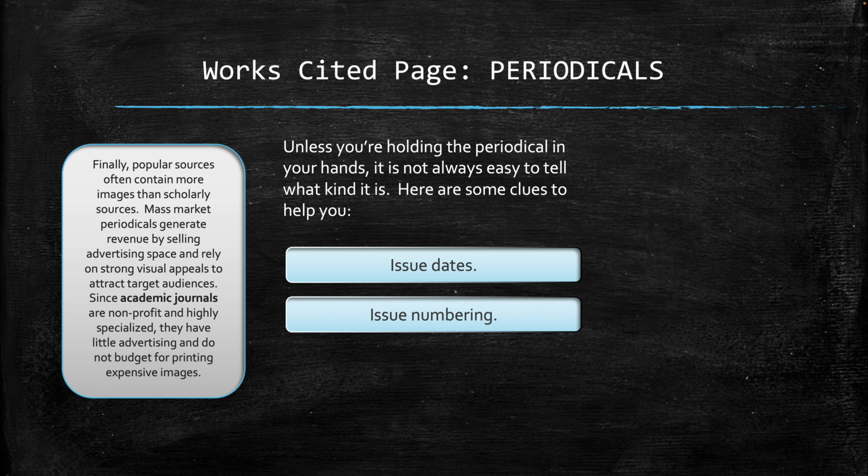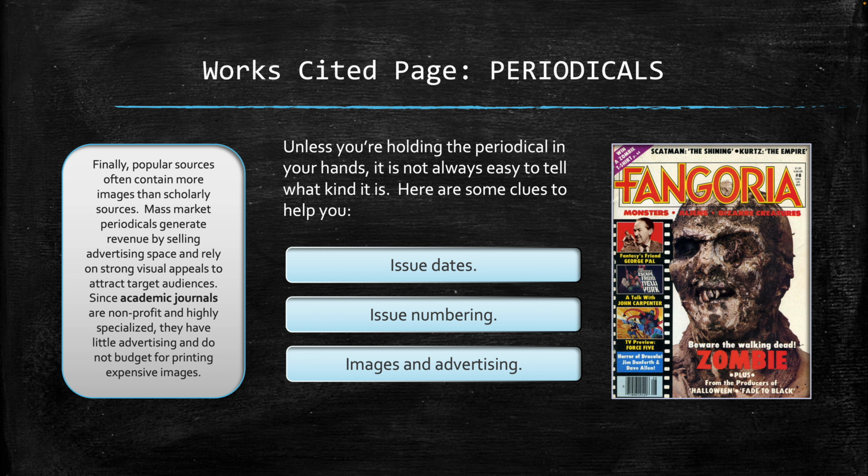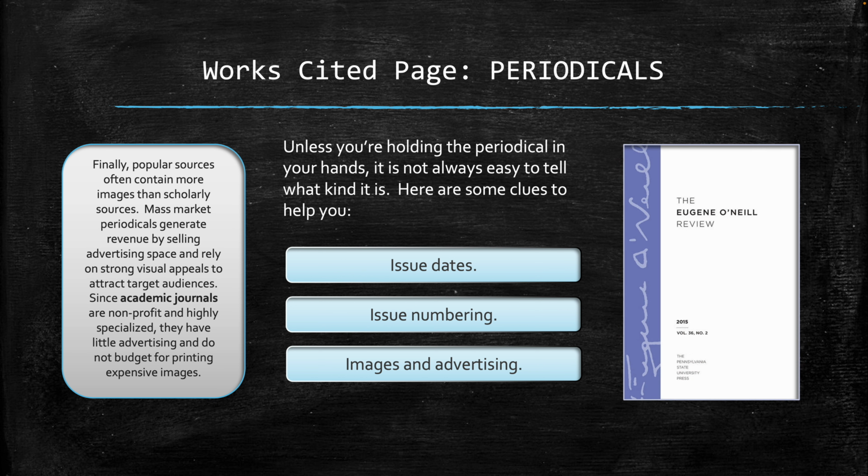Finally, popular sources often contain more images than scholarly sources do. Mass market periodicals, like this Fangoria magazine from my childhood here, generate revenue by selling advertising space, and they rely on strong visual appeals to attract target audiences. Since academic journals are nonprofit and highly specialized, you're not going to find an academic journal in the magazine rack of a supermarket. They don't have a lot of advertising, and they don't budget for printing expensive images. So the Eugene O'Neill Review here, compared to my Fangoria magazine, looks pretty plain and kind of boring.